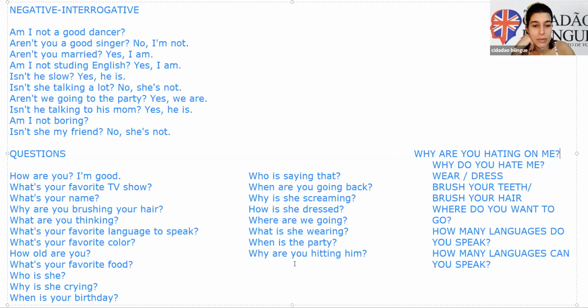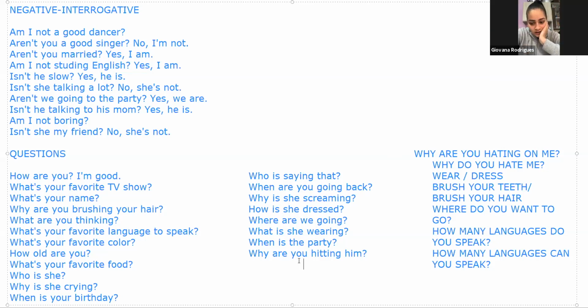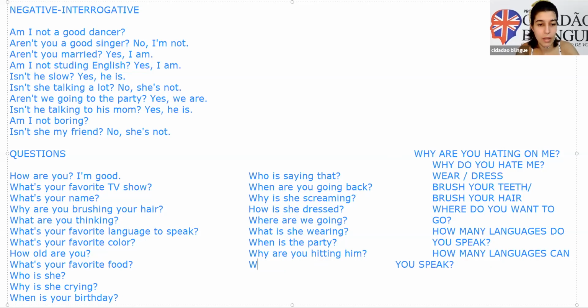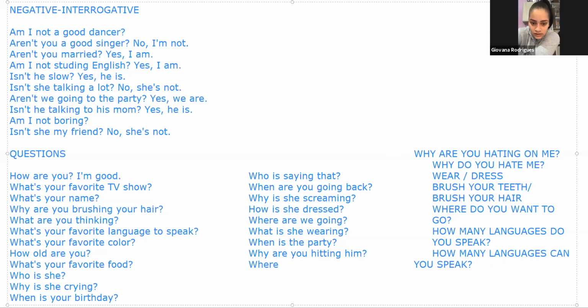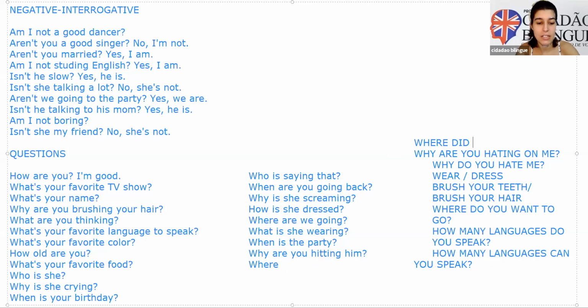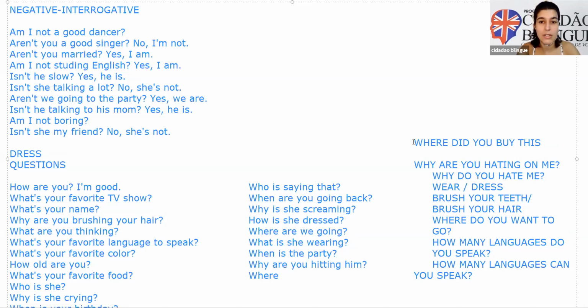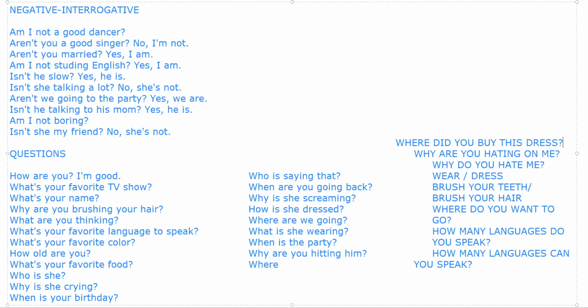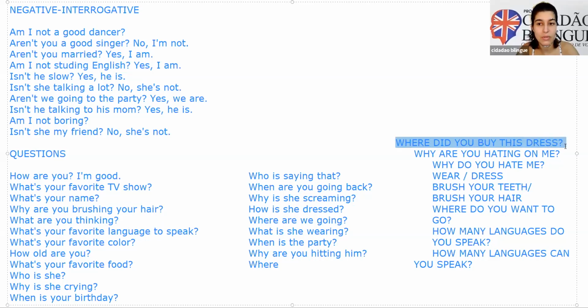All right. Let's continue, you guys. I have one more question. Onde você comprou esse vestido? Where did you buy? Okay? E aí a gente usaria de novo o do. Where did you buy that dress? Okay, where did you buy this dress? A gente usaria também o do.